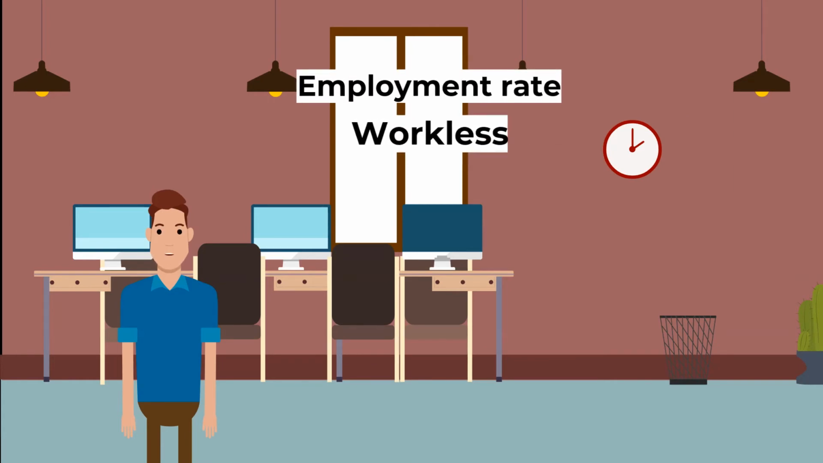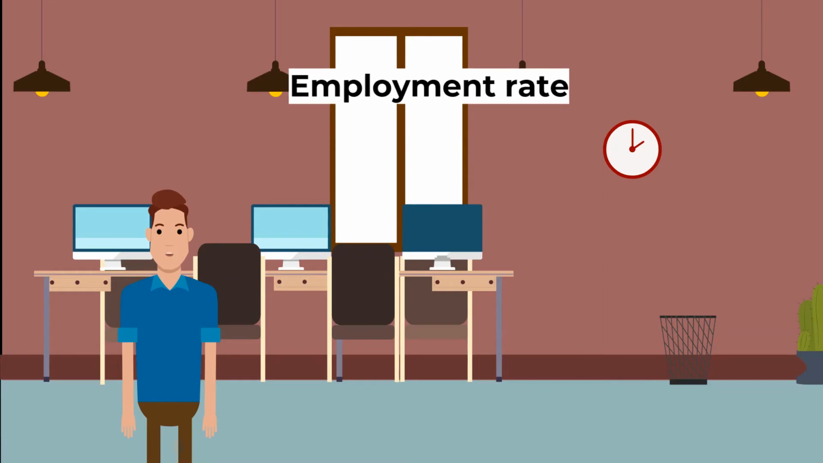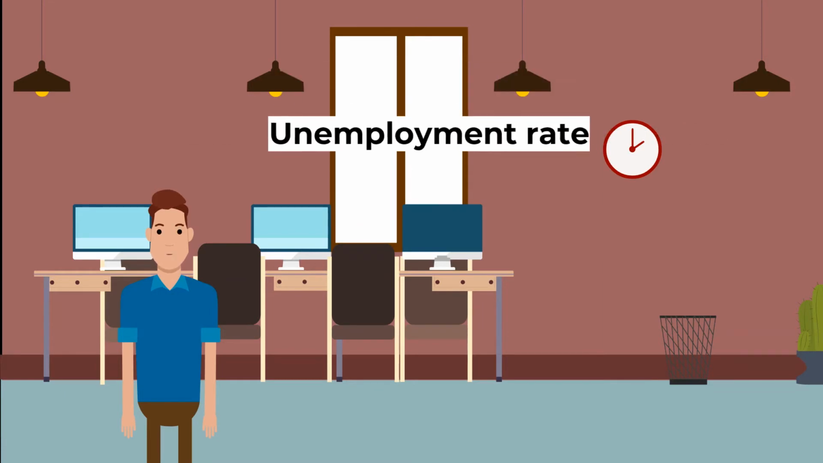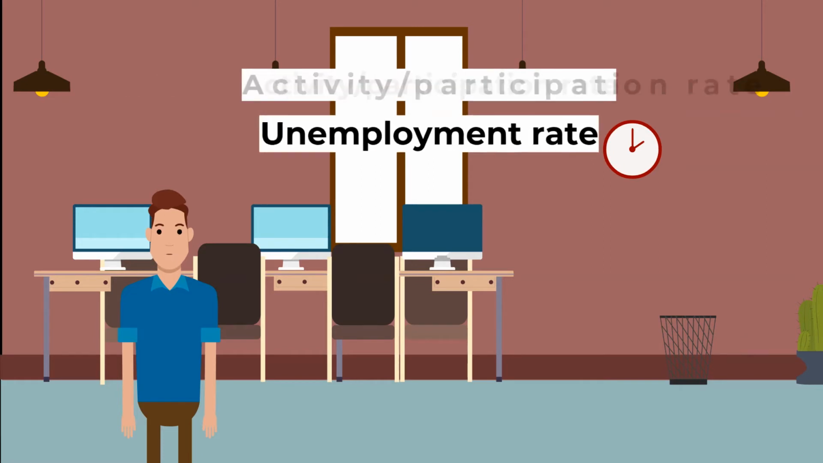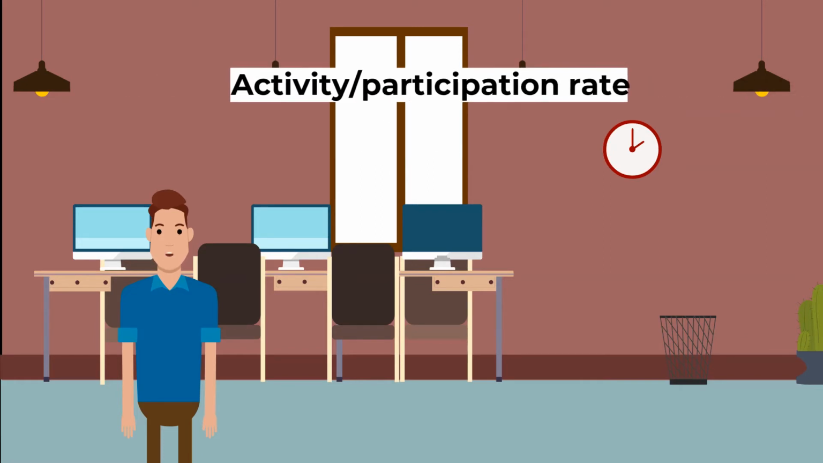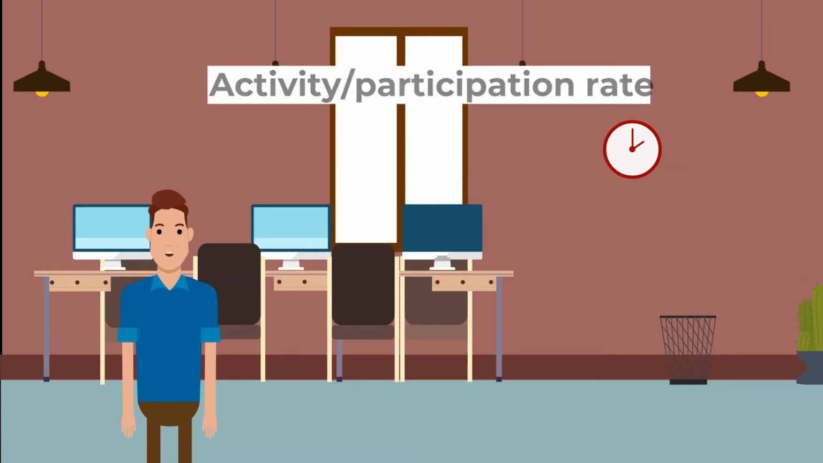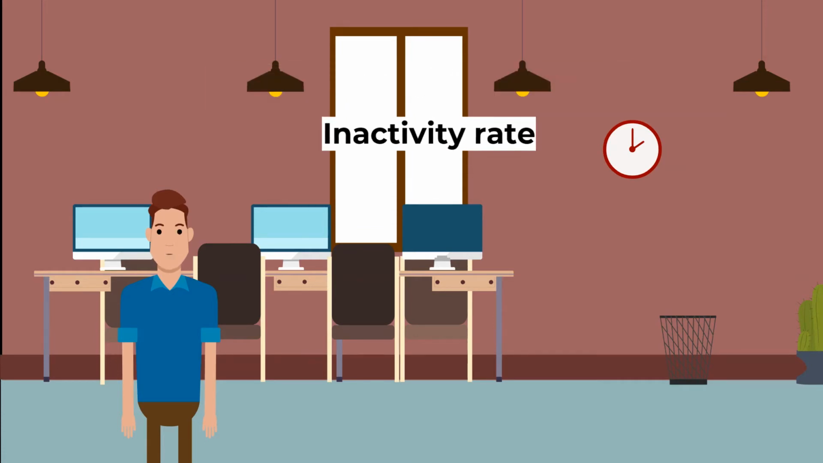The employment rate is the percentage of the population of working age who are employed, and the unemployment rate is the percentage of the economically active who are unemployed. The activity or participation rate is the percentage of the population of working age who are economically active, whilst the inactivity rate is the percentage of the population of working age who are inactive.